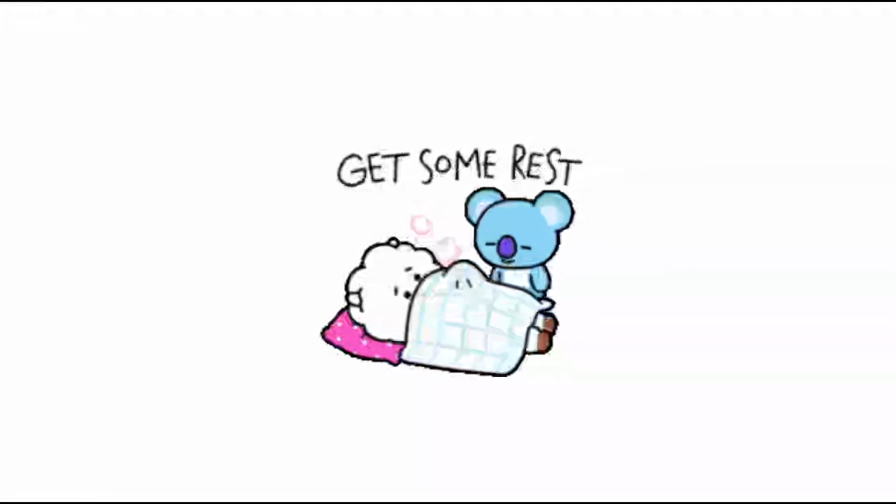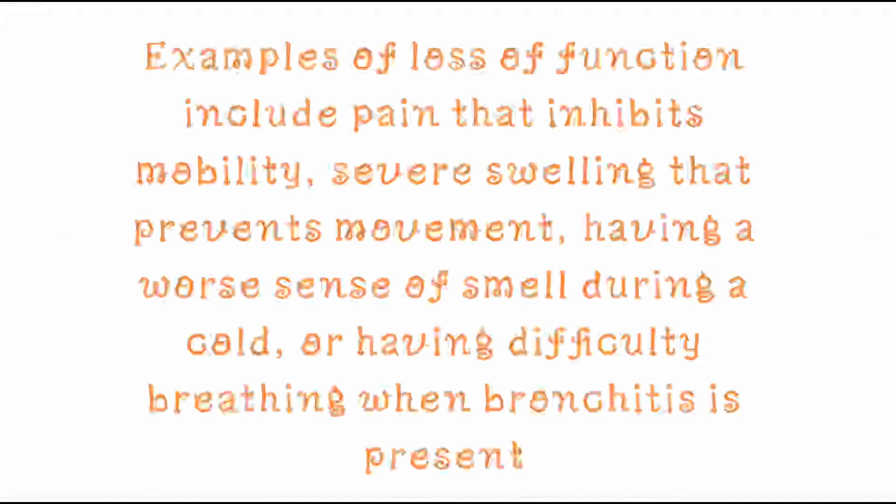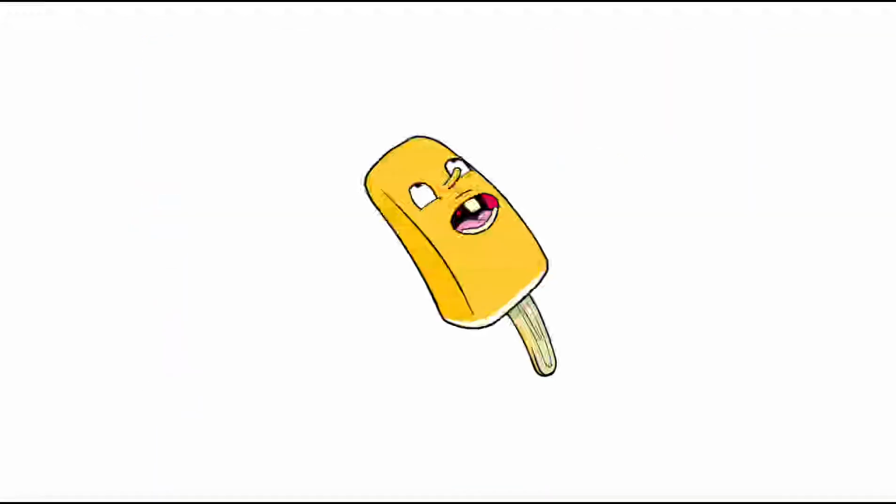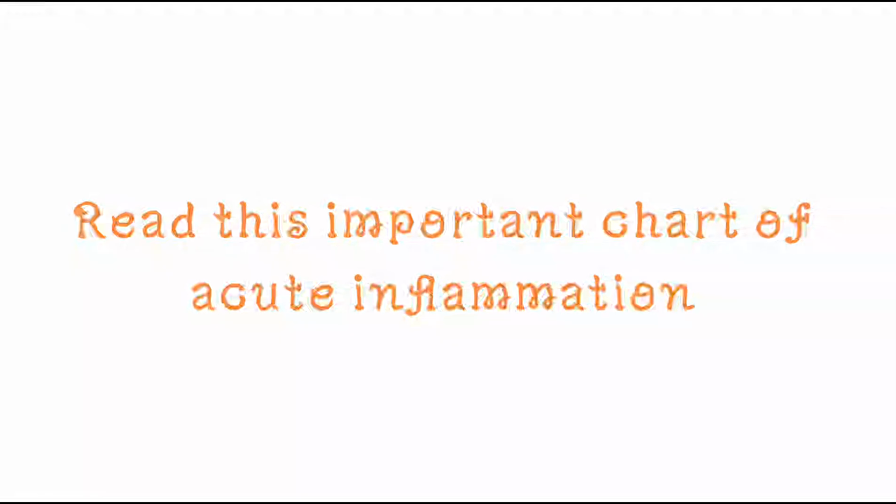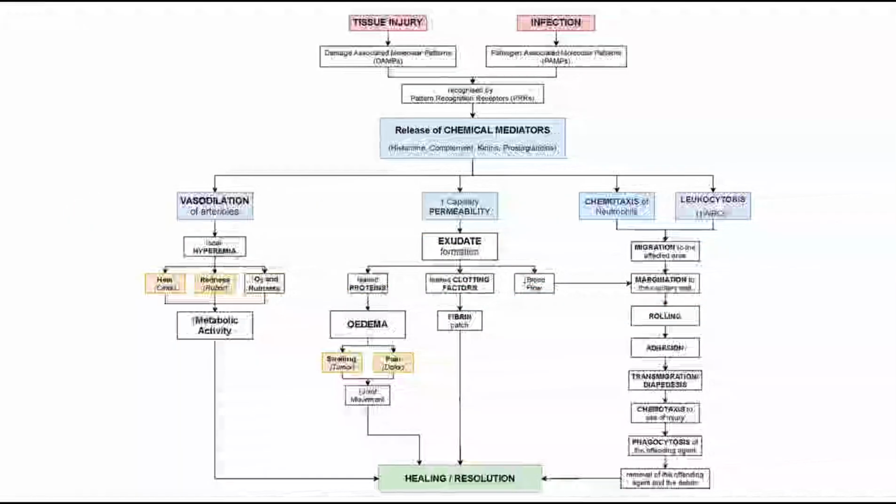Then there is loss of function, an often overlooked sign. That is the loss of function when an area is swollen, painful, and inflamed. It cannot work normally. For example, a swollen joint may lose mobility, or infected lungs may have trouble breathing. So this is your body's way of forcing you to rest the injured part so it can heal.